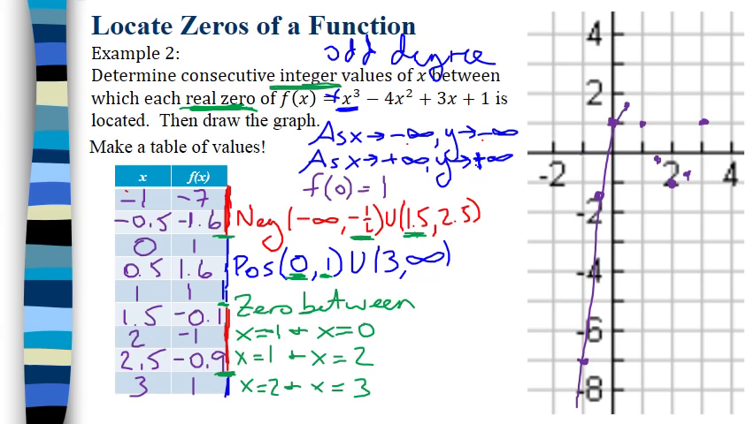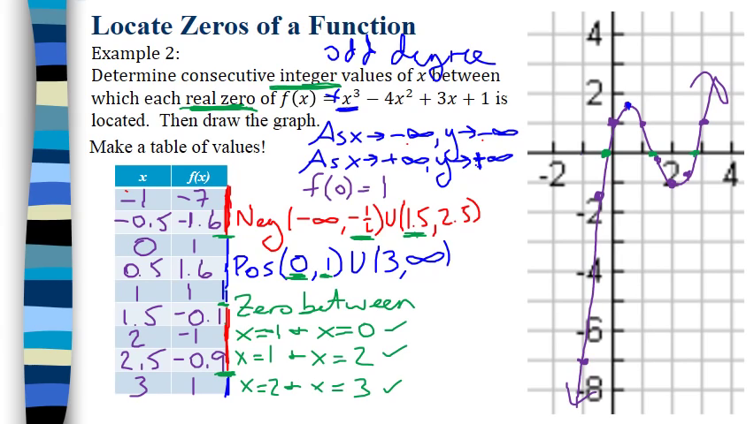It comes up, and it goes down, and it comes up. And when we look, we cross our x-axis here between -1 and 0, so that checks out. And then we cross again between 1 and 2, and that checks out. And then we cross again between 2 and 3, so that checks out. So there are zeros.